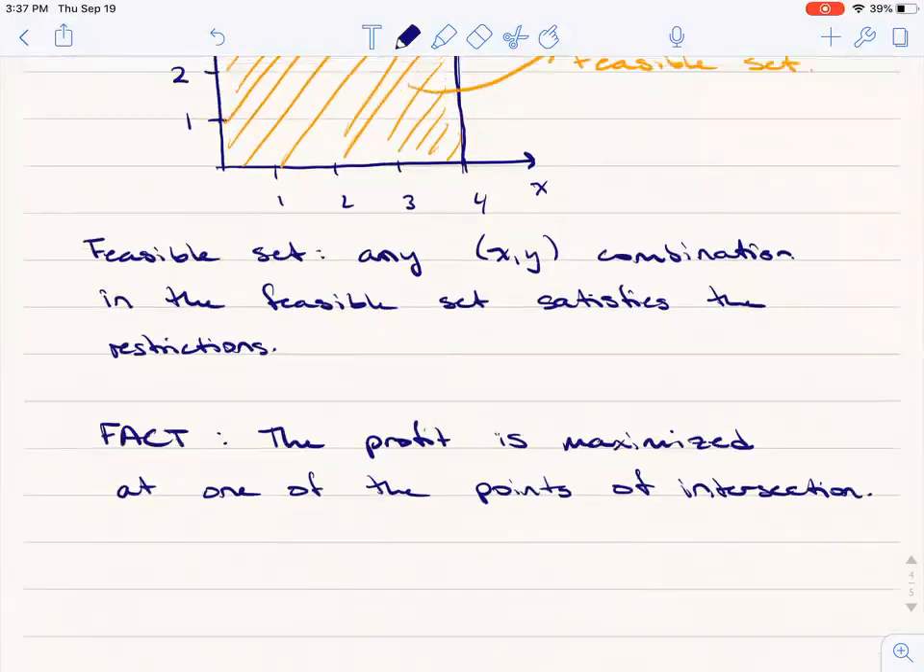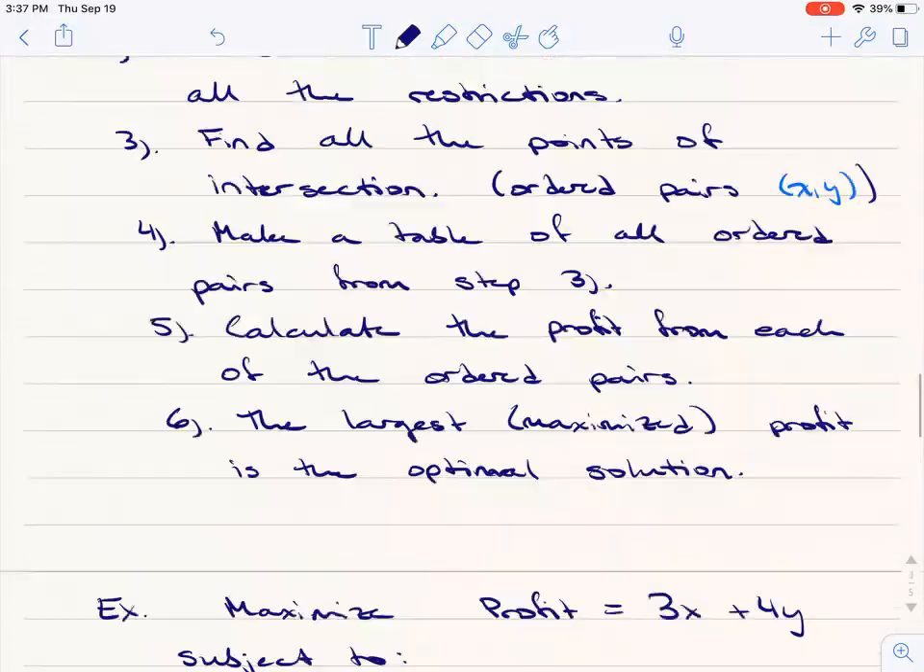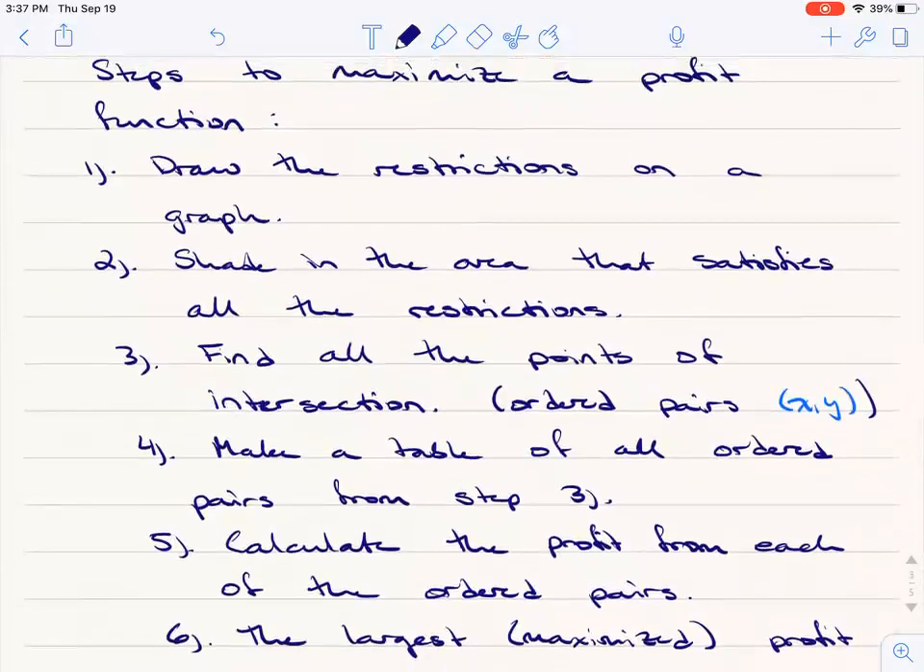So if we go back to our list, I kind of forgot to look back on it, right? First step, we drew the restrictions on the graph, and then we shade in the area that satisfies all the restrictions. I'll put in orange here. This is the feasible set. Forgot to write that. I said it, but I didn't write it.